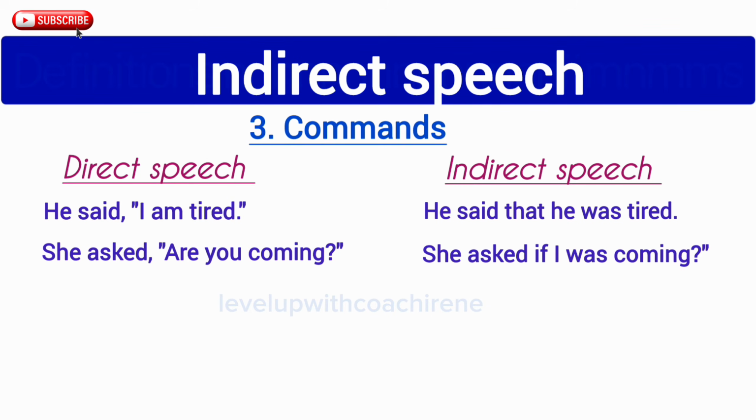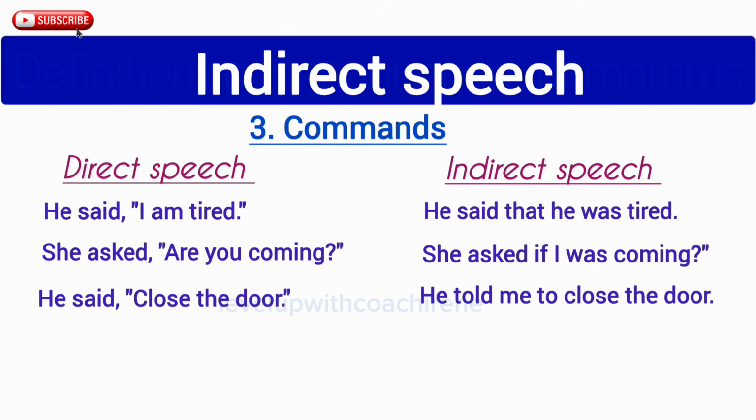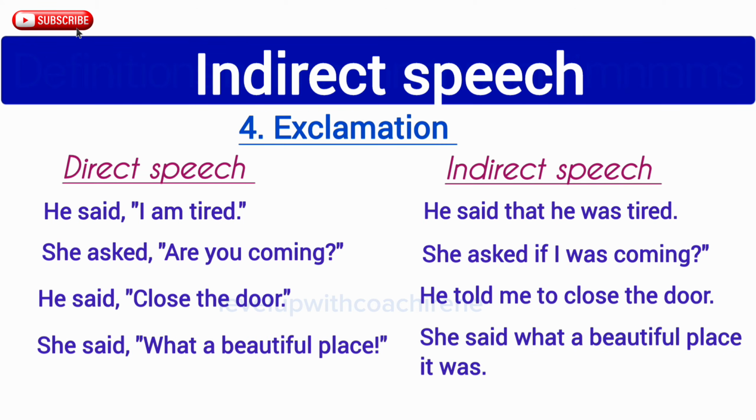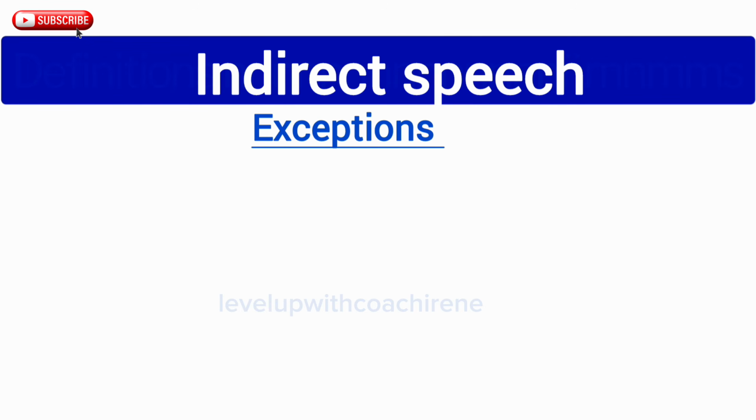For commands, we have direct speech as, he said, "Close the door." For indirect speech, we have, he told me to close the door. For exclamation, she said, "What a beautiful place." For indirect speech, it becomes, she said what a beautiful place it was.